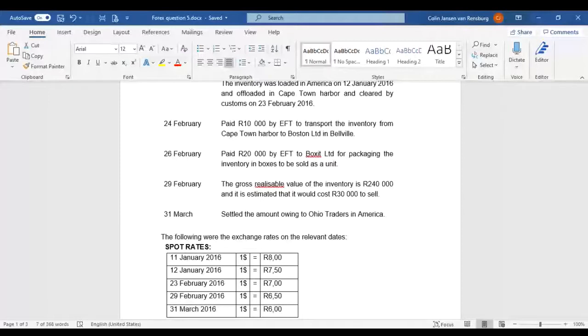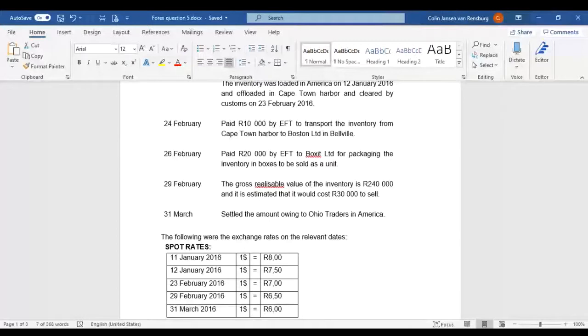Now, we all know how to determine the cost. Cost is your purchase price plus the directly attributable cost, right? We know that. Now you need to make another note there. What is meant by the net realizable value? The net realizable value, ladies and gents, is basically what you can sell it for, which like this question does, they very often refer to as the gross realizable value. So the gross realizable value is what you can sell it for.